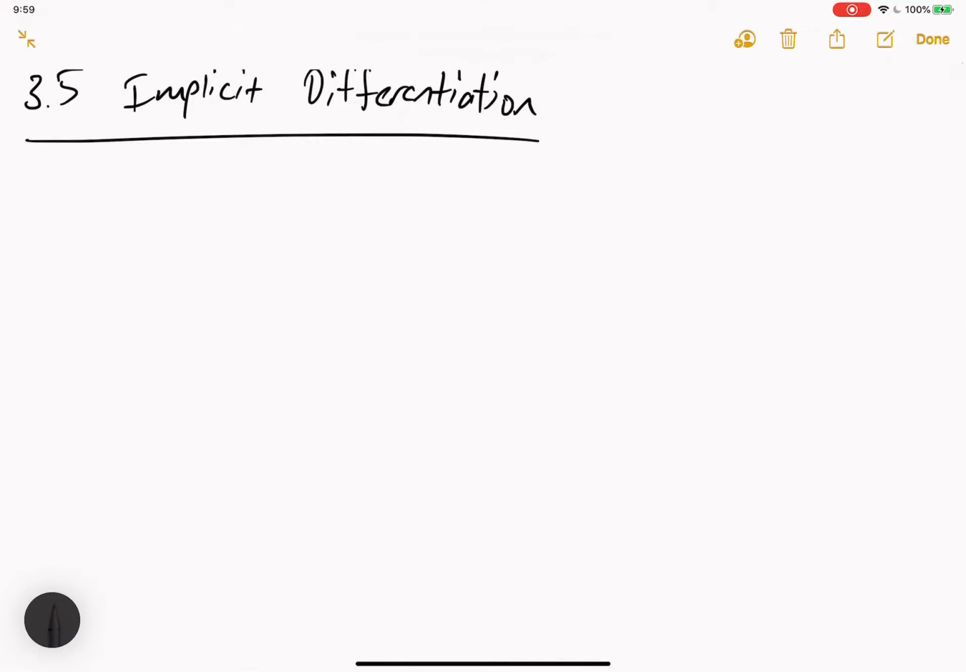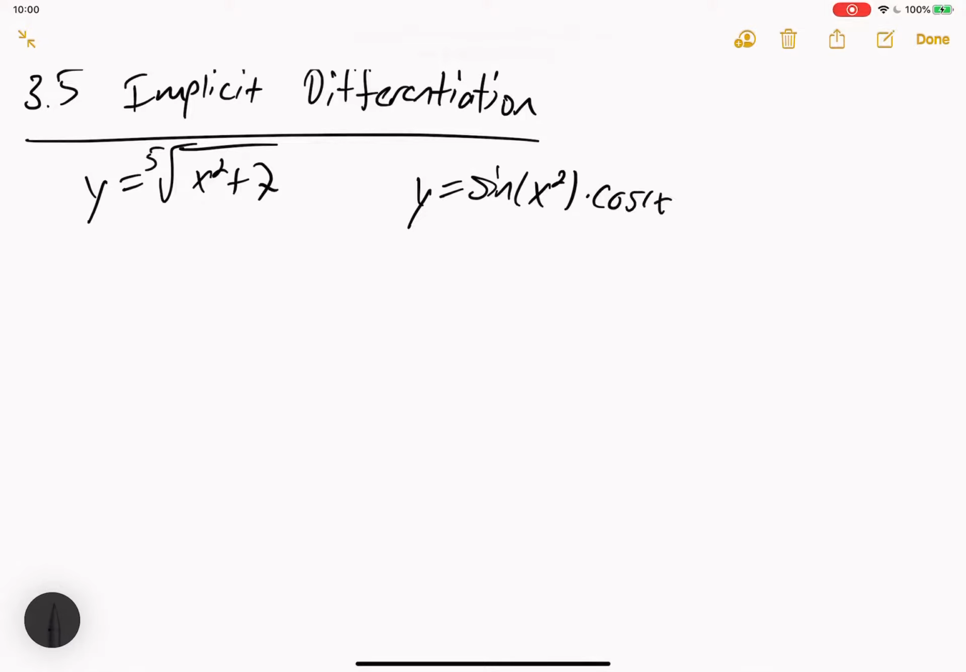Hello guys, so we're going to be covering section 3.5, which is implicit differentiation. So far, we've had functions of the form y is equal to, say, the fifth root of x squared plus 7. Another one we had, y is equal to sine of x squared times cosine of x. So these right here are functions.